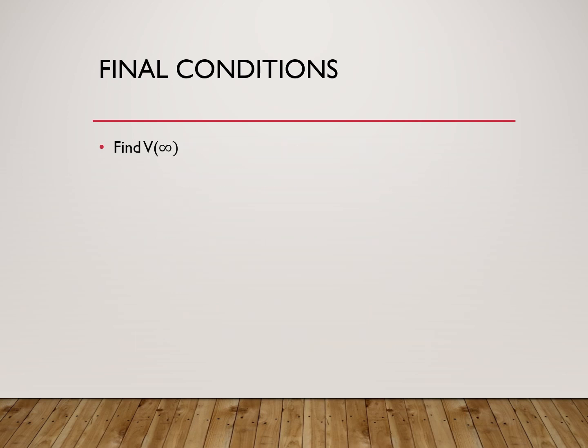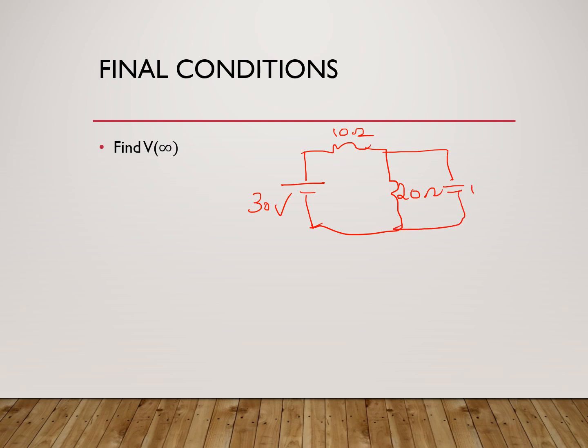Okay, so suppose we have a circuit something like this. There is a 30 volt source here, there is a resistance of 10 ohm, and there is a 20 ohm, and there is a capacitance here, let it be 1 farad. Now, there is a switch here, and at time t is equal to 0, it is getting open.